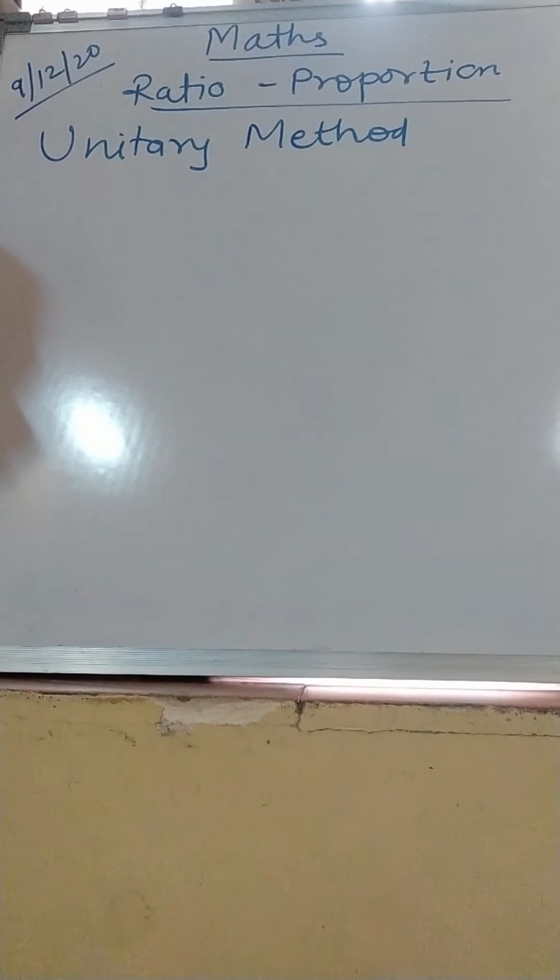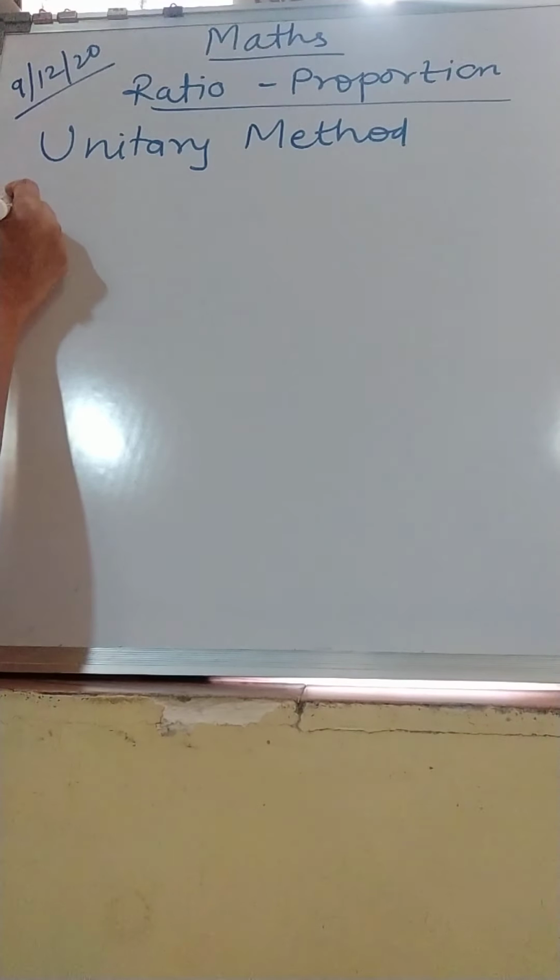Understand? Unit means what? One, right? So in this method you have to first find out the cost of one quantity, then you calculate for the required quantity. That's why it is called the unitary method. Now there are 9 sums. I am taking 4 of them. Understand? So let's take the first one.